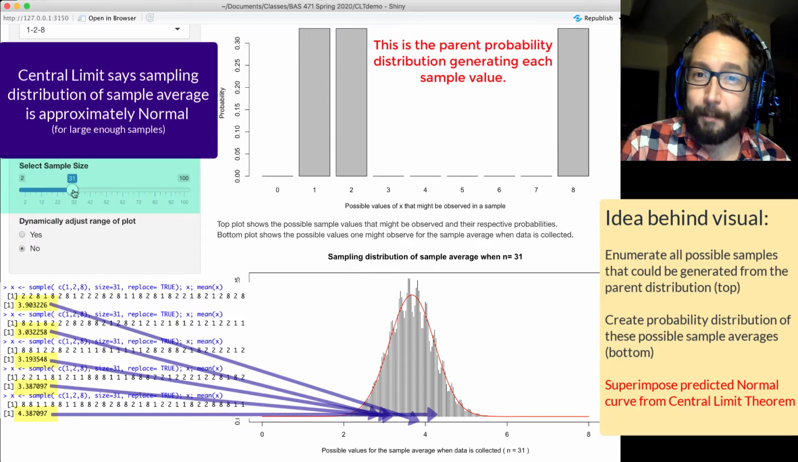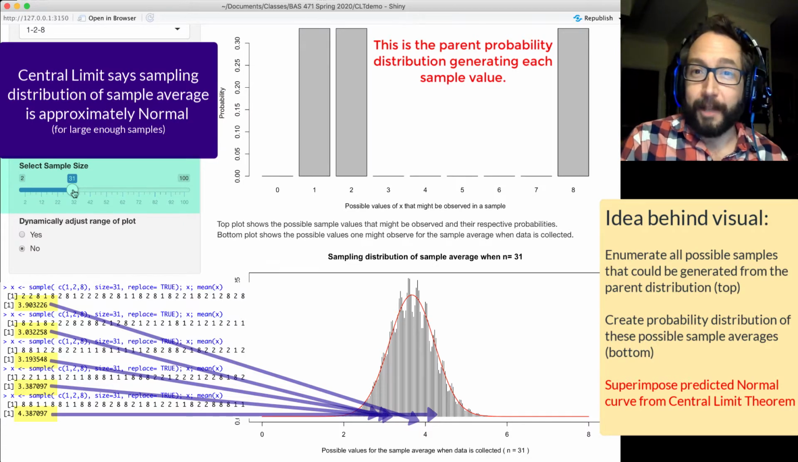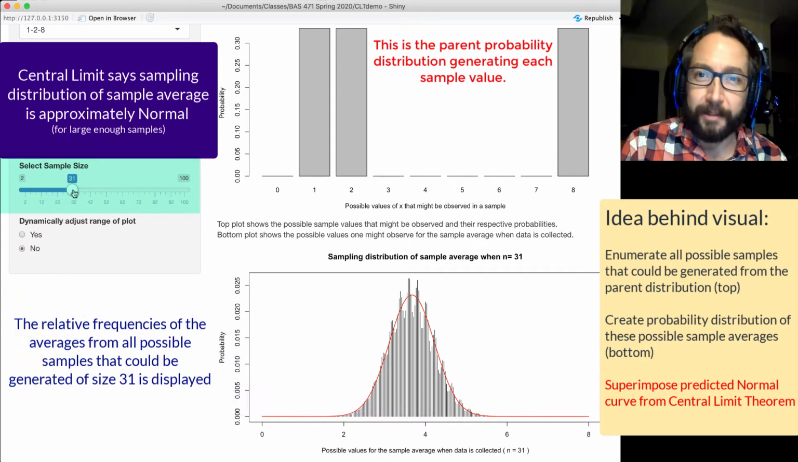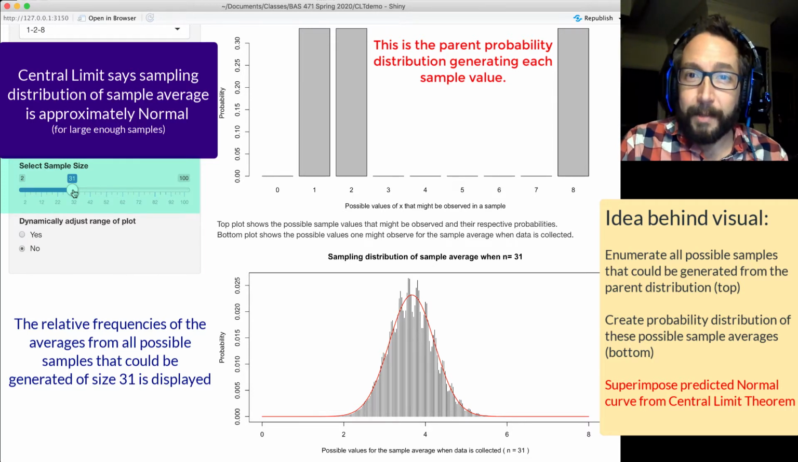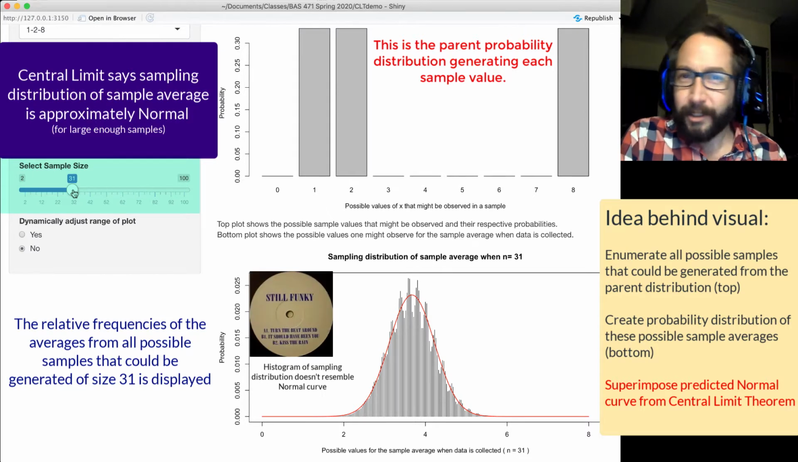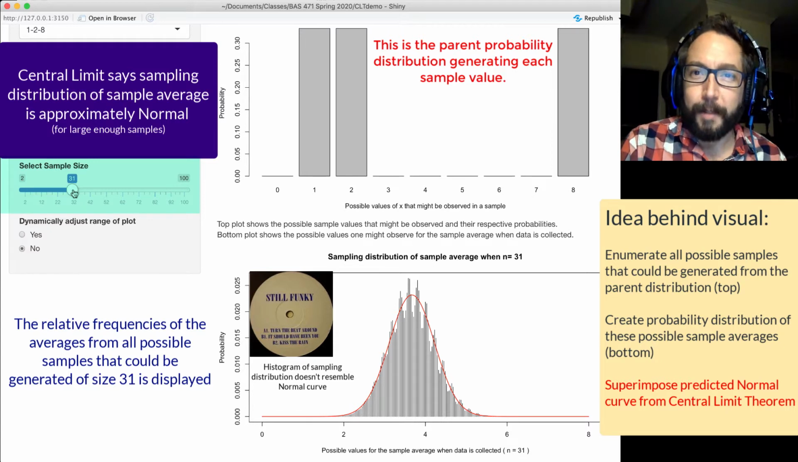So all 31 might be just all ones, my sample average would be 1. It might be all 2s, so my sample average would be 2. Most likely it would be a mix of 1s, 2s, and 8s. But if I imagine all possible samples of size 31 that could be generated, all the sample averages that I could observe and their relative frequencies, those vertical bars let me know what the sampling distribution of that sample average is. And it's still kind of got a funky shape. Overall, it does kind of look like a normal curve, a bell-shaped curve, but there's still peaks and valleys up and down below that red line.